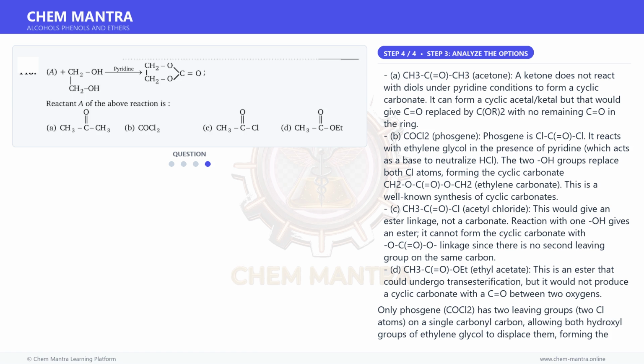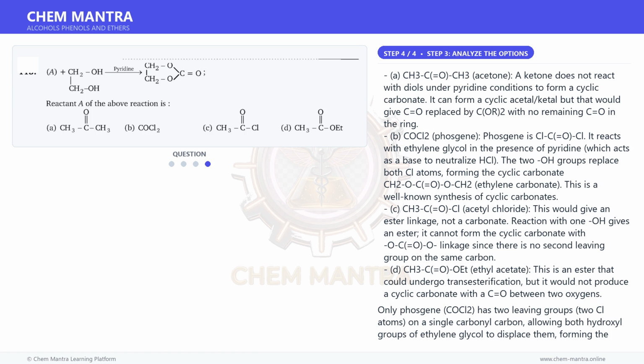B, COCl2, phosgene, is ClC(=O)Cl. It reacts with ethylene glycol in the presence of pyridine, which acts as a base to neutralize HCl. The two OH groups replace both Cl atoms, forming the cyclic carbonate CH2OC(=O)OCH2, ethylene carbonate. This is a well-known synthesis of cyclic carbonates.